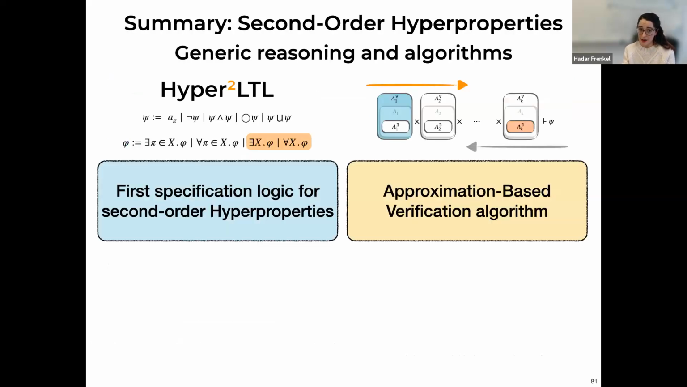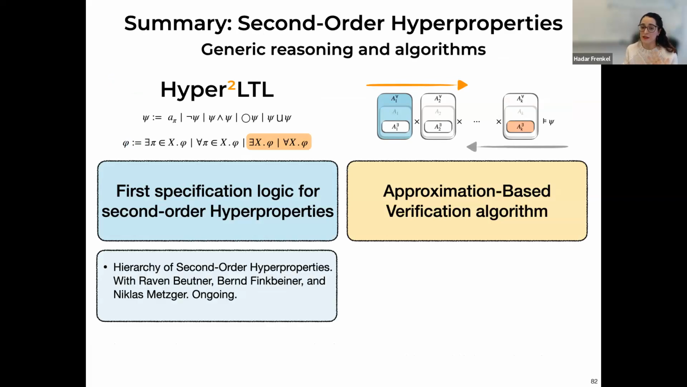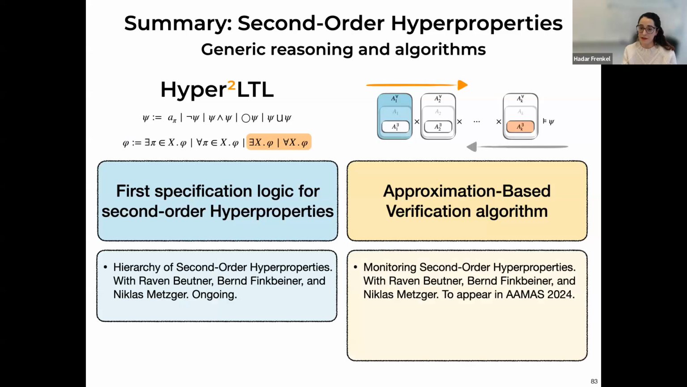So to summarize, we've seen second order hyperproperties. We've seen second order hypersquare LTL, which is a specification logic for second order hyperproperties, and an approximation-based verification algorithm for it. And in this context, we are also working on understanding the hierarchy of second order hyperproperties and what exactly we need to express what property. And on the algorithmic side, we're working on monitoring second order hyperproperties.